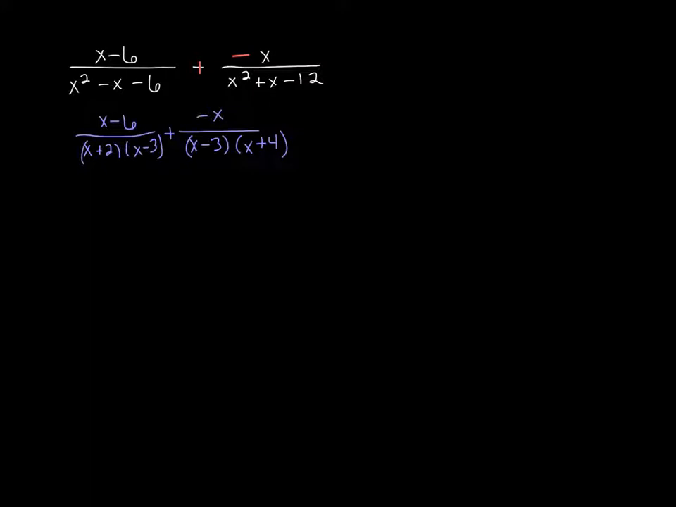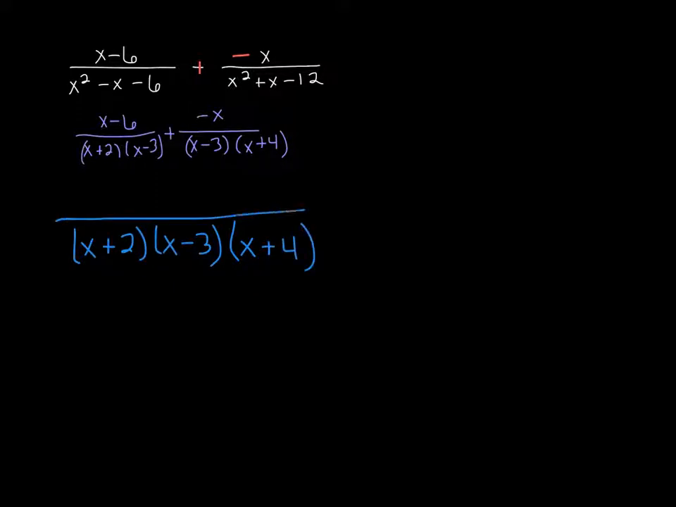Okay, now we're ready to look for our common denominator. So we know we need from the first fraction an x plus 2 and an x minus 3. And then the second fraction we have another x minus 3. And then we also have an x plus 4. So my common denominator is x plus 2, x minus 3, x plus 4.